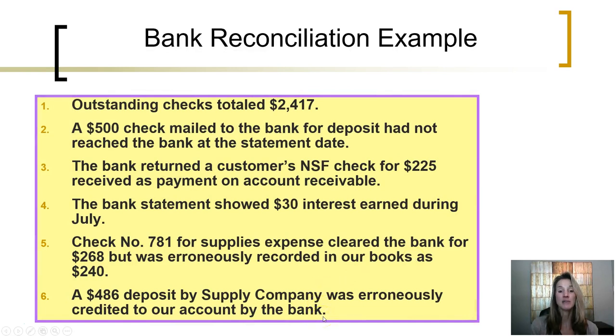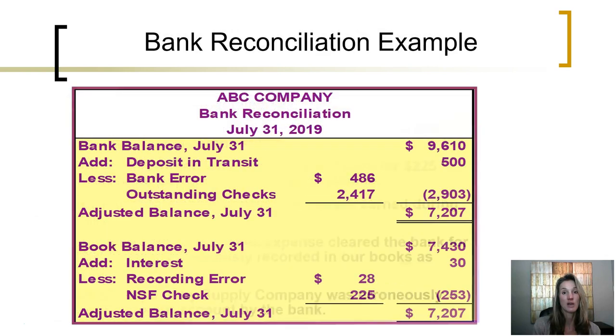Finally, a deposit by some other company was mistakenly or erroneously credited to our bank account. So we're seeing a deposit that really isn't ours. This deposit error is unknown by the bank. So we know we're on the bank side of the reconciliation. Once the bank corrects that error, they will decrease our cash. So we're going to show the bank error as a deduction from the bank balance.